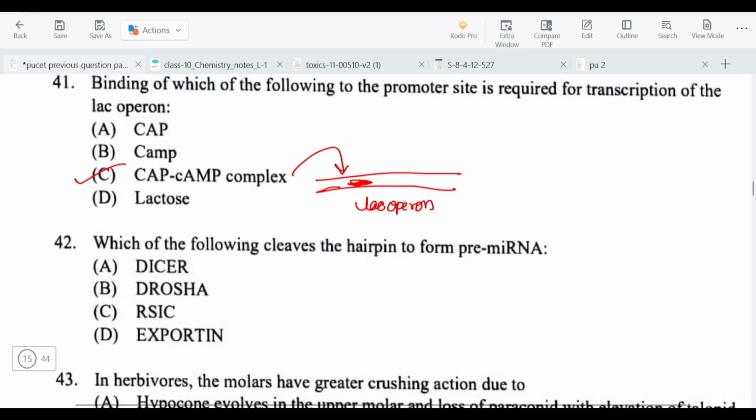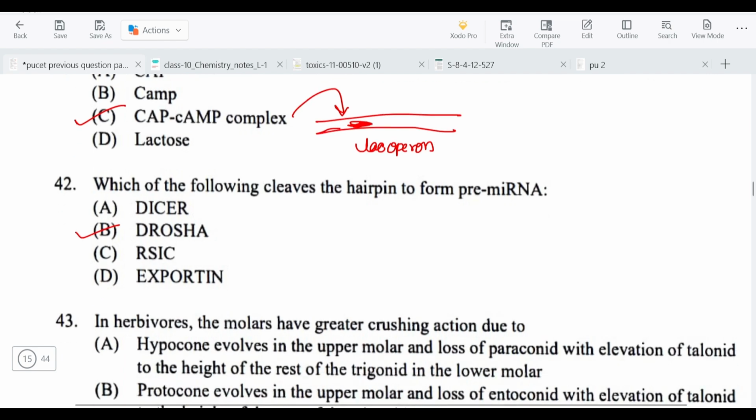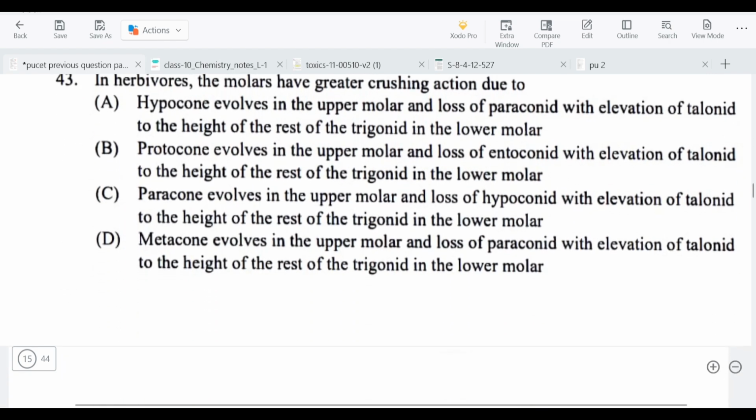Next question, which of the following cleaves the hairpin to form pre-miRNA? The answer is B, Drosha. It processes primary miRNA into pre-miRNA in the nucleus. Next question, in herbivores, the molars have greater crushing action due to, the correct answer is hypocone evolved in the upper molar and loss of paraconid with elevation of talonid to the height of the rest of the trigonid in the lower molar. So just remember, the hypocone evolves in the upper molar, right?